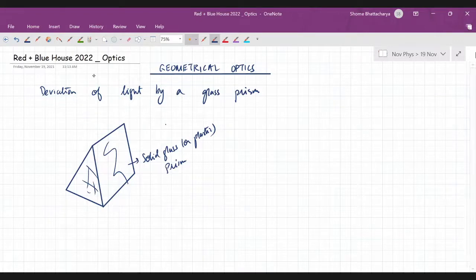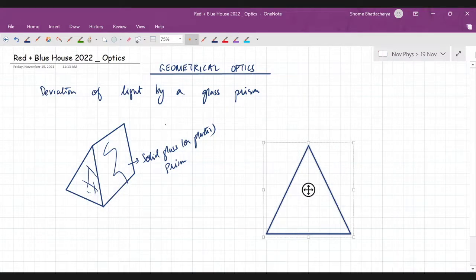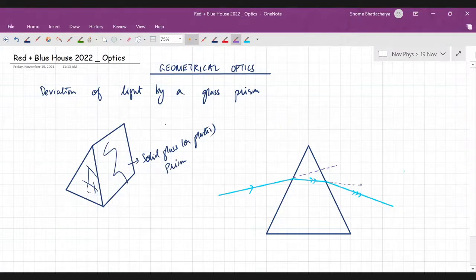So if a beam of light is incident on one of the faces of the prism and it suffers refraction from air to glass, so that's rarer to denser medium, and then again from glass to air, generally it will tend to have this kind of a path. It first suffers a deviation like this, which is towards the normal, and then it next suffers a deviation like this, which is away from the normal.